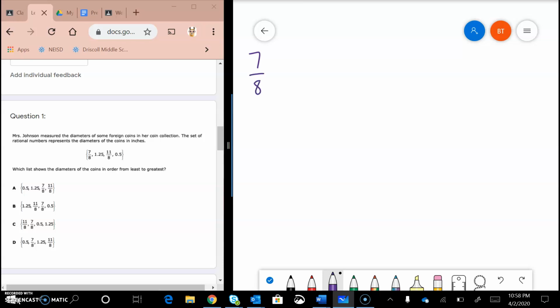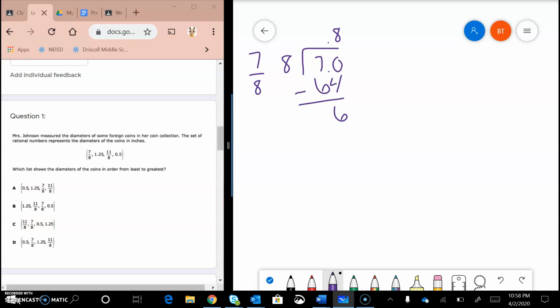So 7/8. How I'm going to convert this to a decimal is I need to divide it. Remember, my top number goes inside. My second number has to wait its turn. Now, obviously, 8 cannot go into 7, so we need to add a decimal point and a 0. 8 can go into 70 8 times because 8 times 8 is 64. Now I need to subtract those. 70 minus 64 gives us 6.